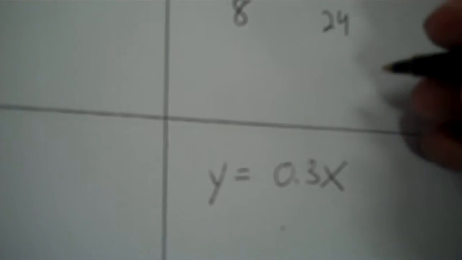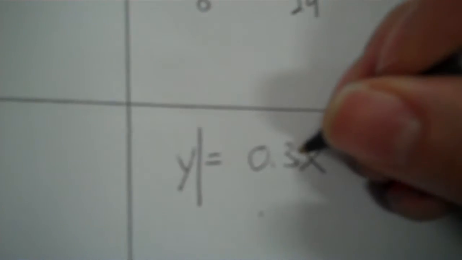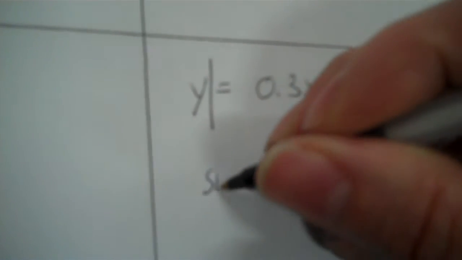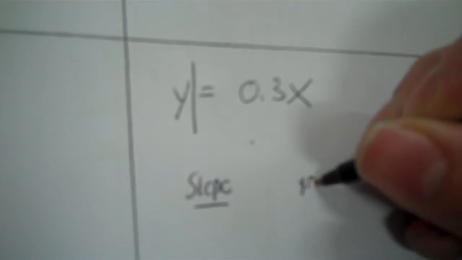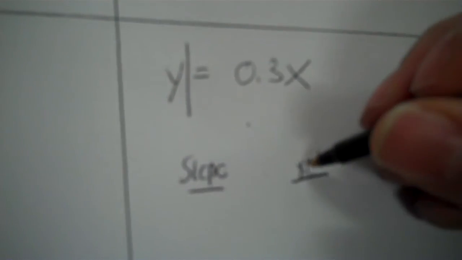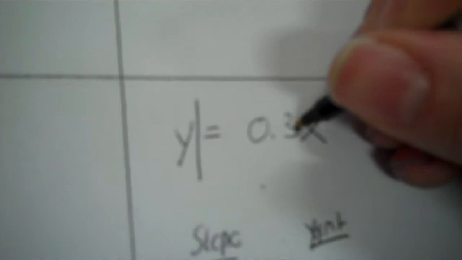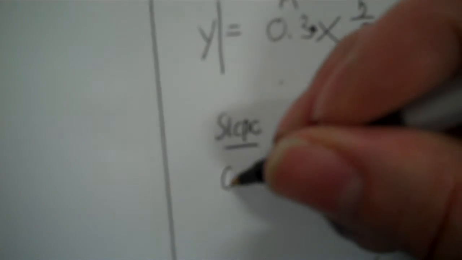Y equals 0.3x. Slope, y-int. So we got the multiplier there, that's your m. Now there's no b, so the b is 0. So the slope is 0.3, and the y-intercept is 0.